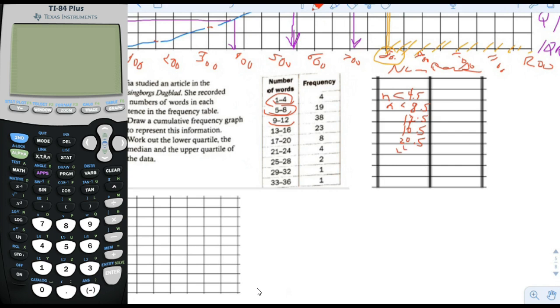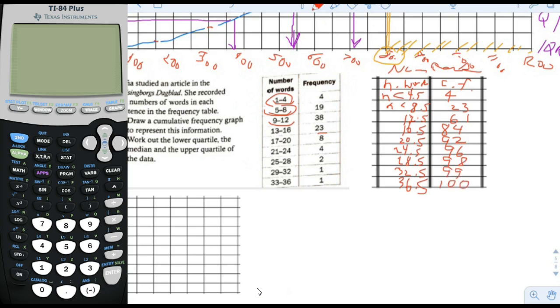20.5, 24.5, 28.5, 32.5, 36.5. Okay, and the frequencies, we're going to put cumulative frequencies here. This is the number of words. The cumulative frequencies are going to be 4, that's the easy one, right? Then 19 plus 4, which would be 23. And then 4 plus 19 plus 38, which would be 61. And then we would do like 61 plus 23, which would be 84. And so on. Then we'll just use the calculator and figure out the cumulative frequencies for this table.